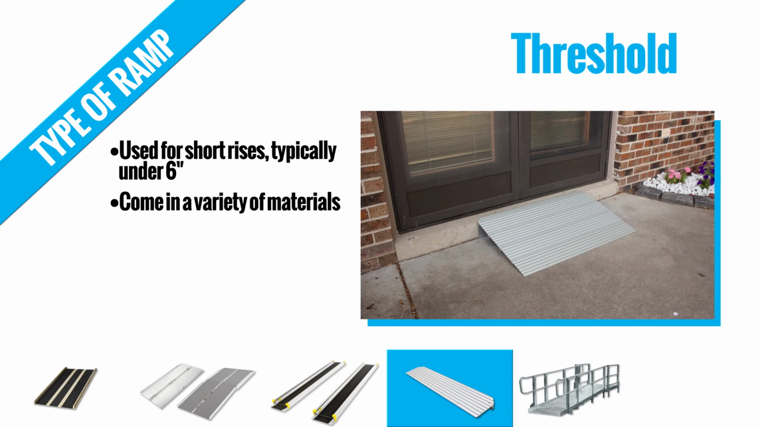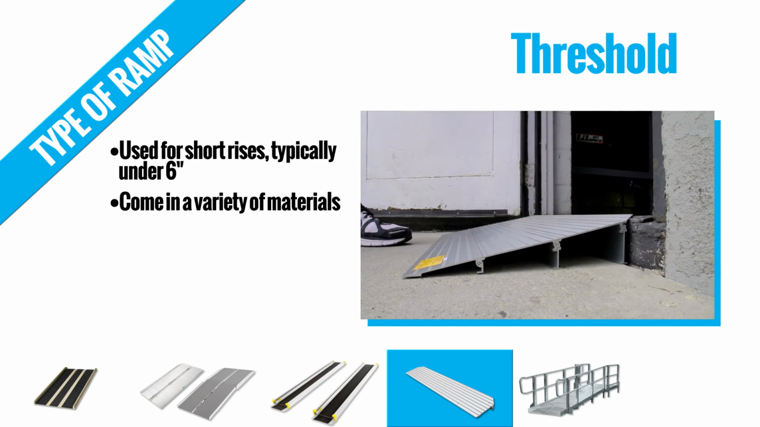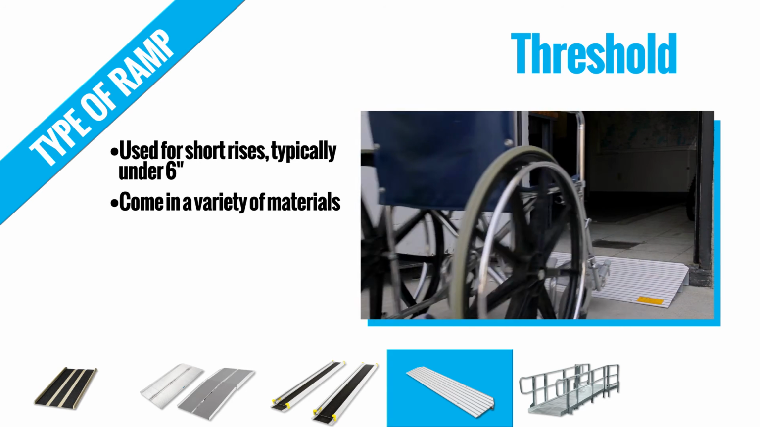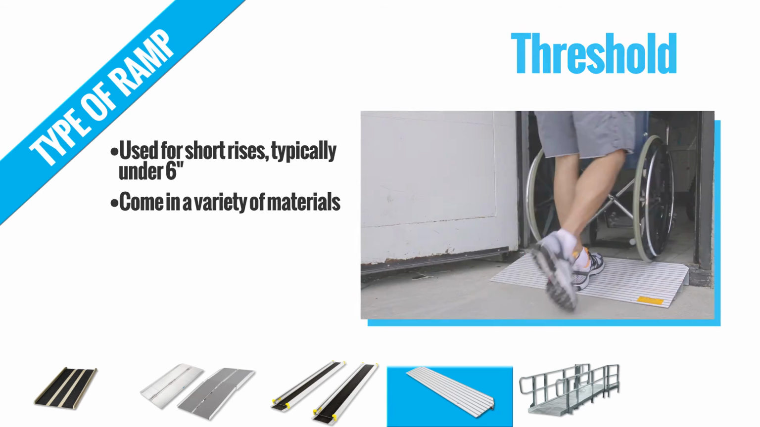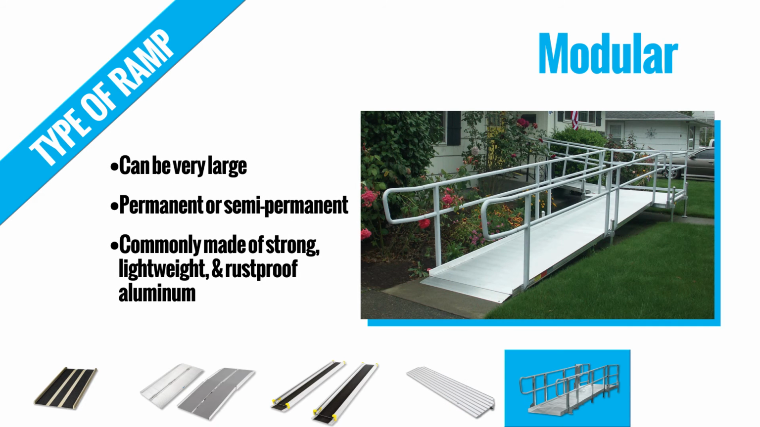Threshold ramps are smaller ramps used for doorways and other short rises, typically under 6 inches. They come in a variety of materials, including aluminum and hardened rubber. Modular ramp systems are large permanent or semi-permanent ramps. Many of these systems are made of lightweight, rust-proof, and extremely strong aluminum.